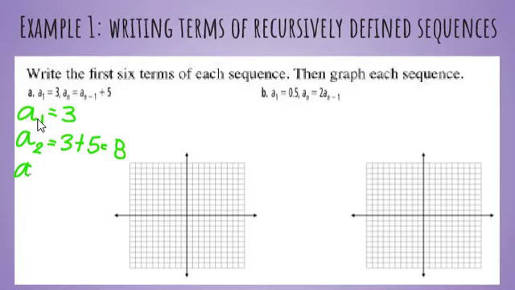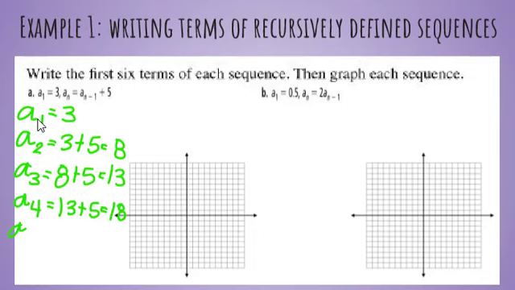So then to find my third term, I'm going to take my second term and add 5. So this gives us 13. To find my fourth term, I take my third term and add 5, and this gives us 18. To find my fifth term, I take my fourth term and add 5. So this gives me 23. And then finally, for our sixth term, we take our fifth term and add 5 to get 28.